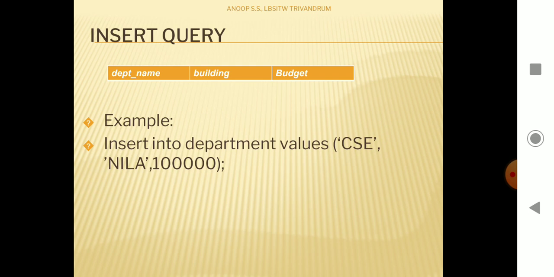When executing this query, the corresponding value is inserted in the table. So it becomes the first row, or a tuple, in the table, with department name CSE, building Nila and budget 1 lakh inserted.